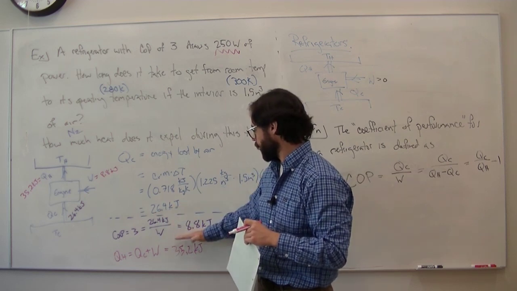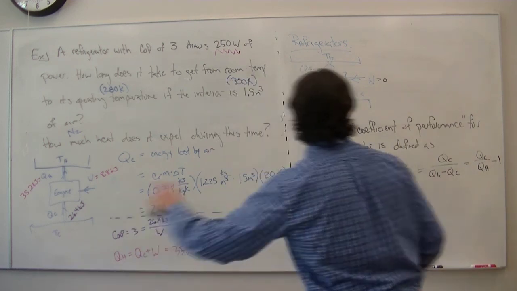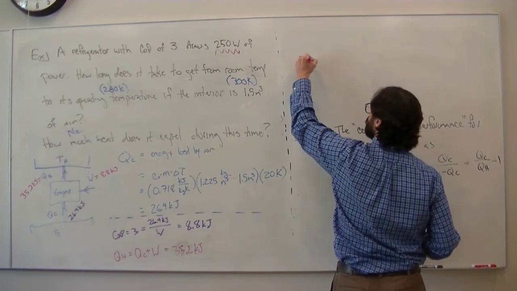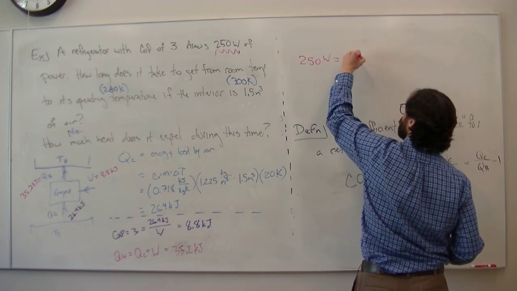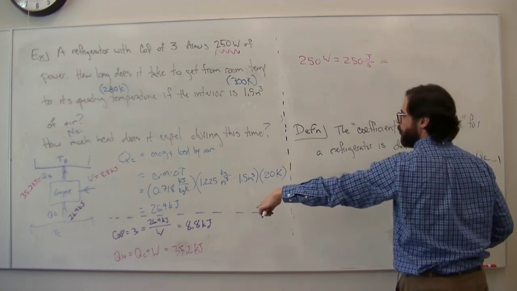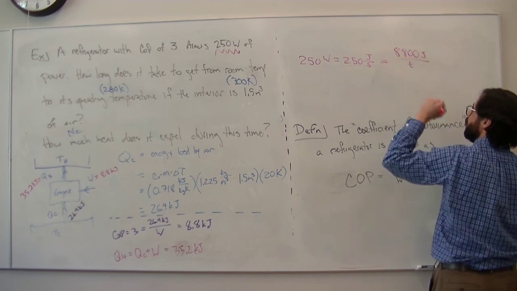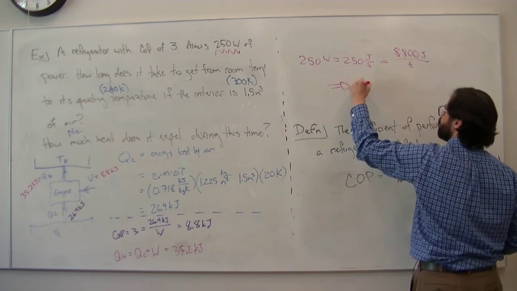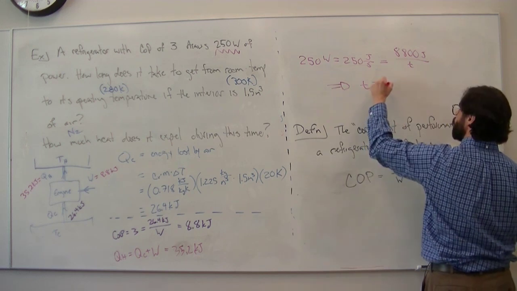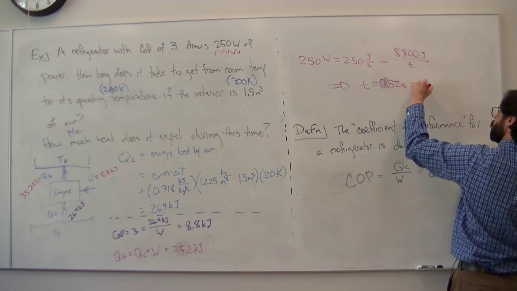So it will be the mechanical work. So we did need the mechanical work. We couldn't have taken that shortcut and gone right to QH. So 250 watts is 250 joules per second. And that would be equal to the total amount of joules we needed, which is 8,800 joules over t seconds. And then math happens, and we get the time it takes to do this is 352 seconds. And that's about 6 minutes.